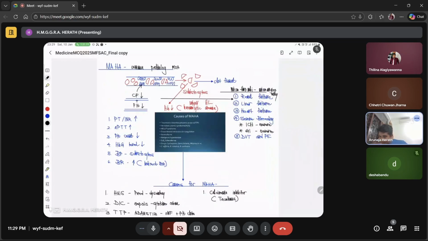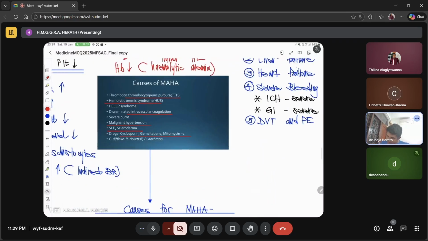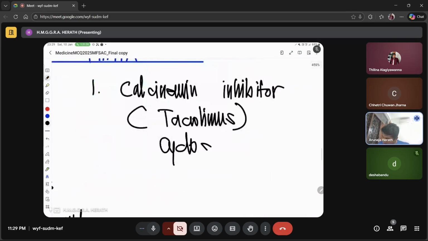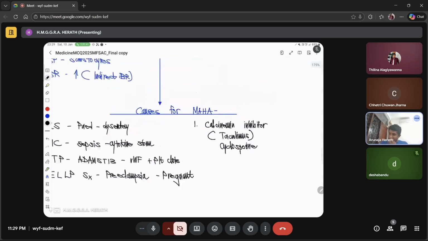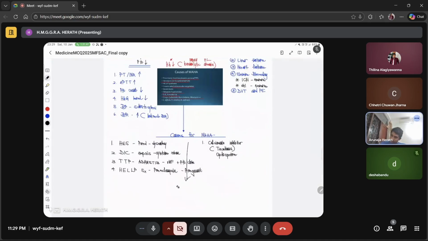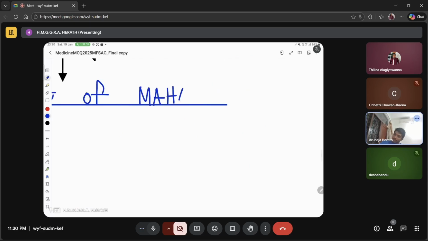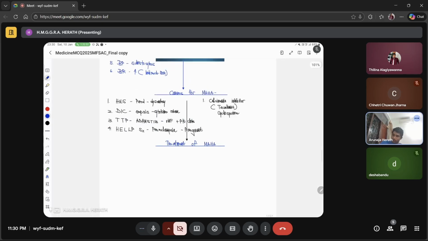Sometimes they might ask. So these are the causes: malignant hypertension, disseminated intravascular coagulation, hemolytic uremic syndrome, TTP, SLE, cyclosporin, gemcitabine, mitomycin, and then calcineurin inhibitors, right? These are drugs which can cause MAHA. Okay, so these things can cause MAHA. And how do you treat MAHA? Knowing only the pathophysiology is not enough. You need to know about treatment of MAHA as well. How do you treat MAHA?